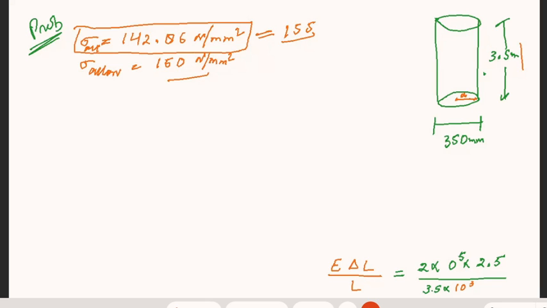Did you understand? Yes, sir. We are not concerned with the allowable stresses, which are already given in the problem itself. It has not given the actual stresses or the intensity of the stress. We need to calculate that, and we need to see whether it is within the permissible limits.